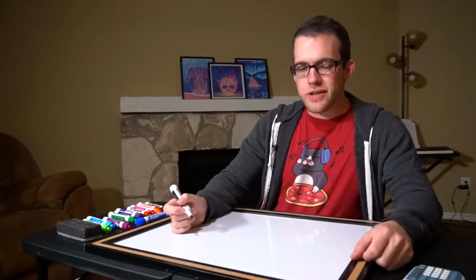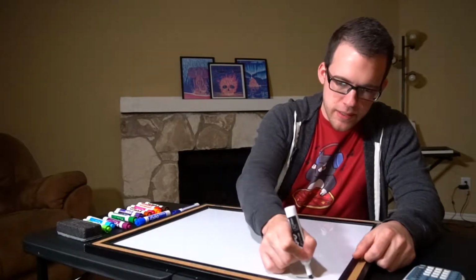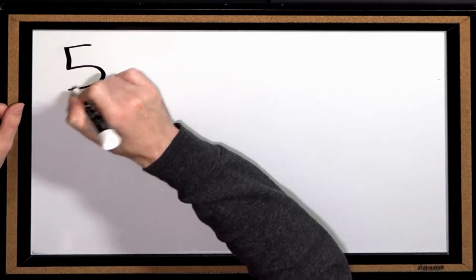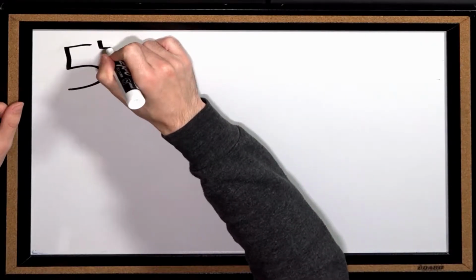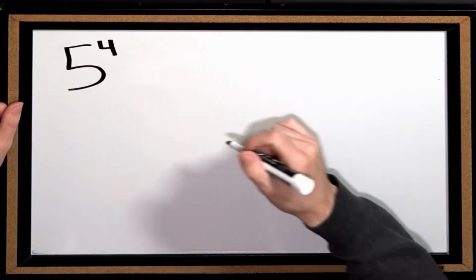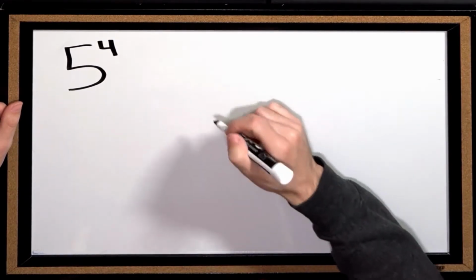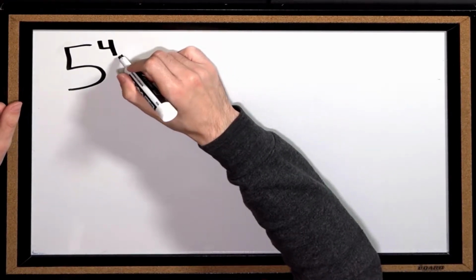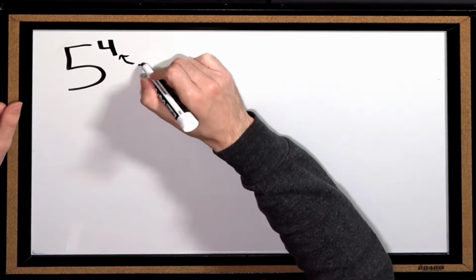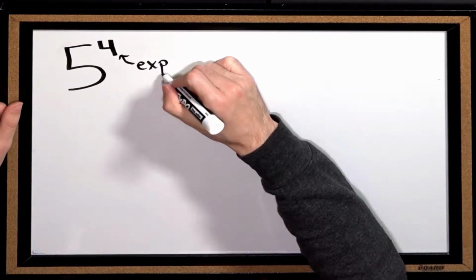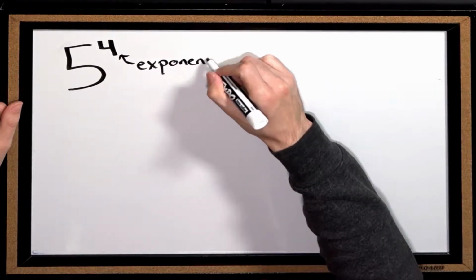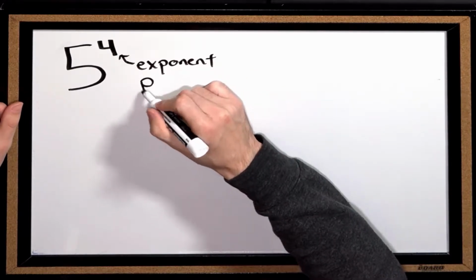So I'm doing my math homework and I come across something that looks a little something like this. We got a big number here and a little number up here. Well, this is an exponent. That little number up there is called the exponent, also known as a power.